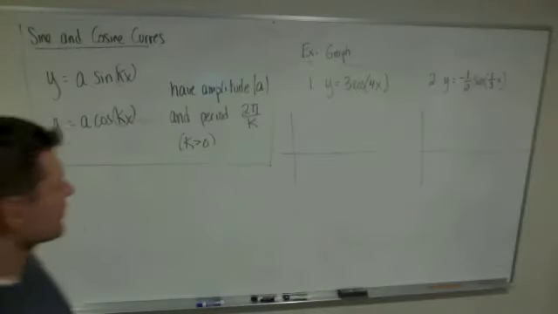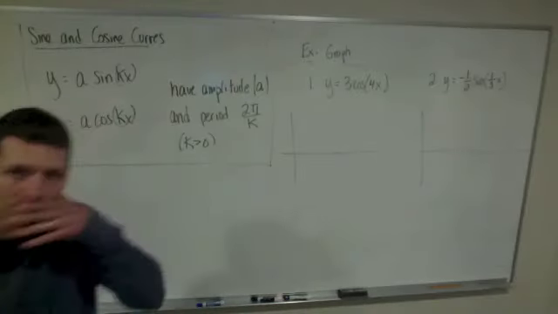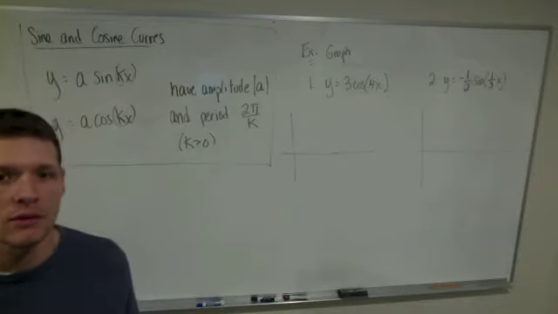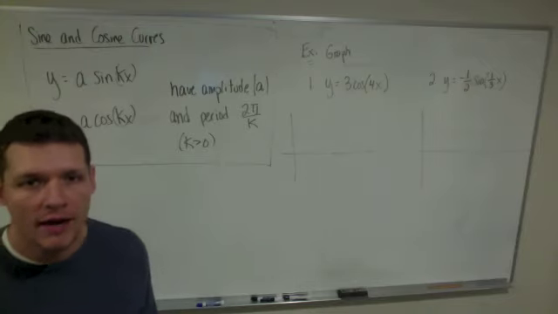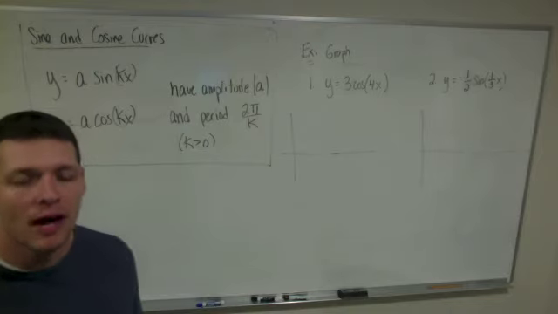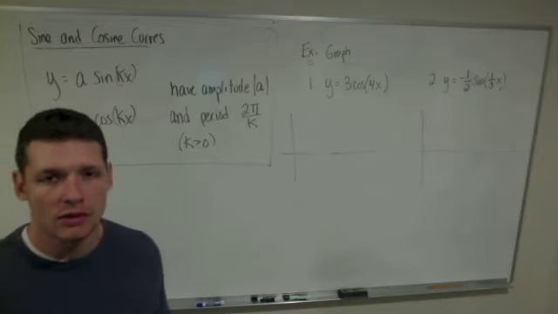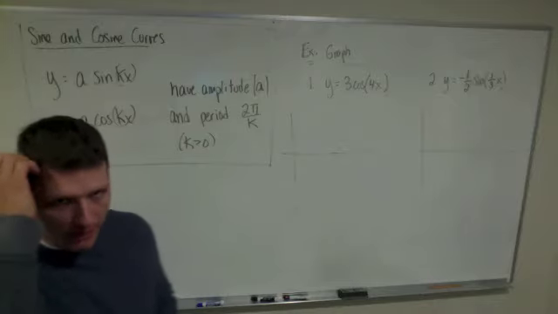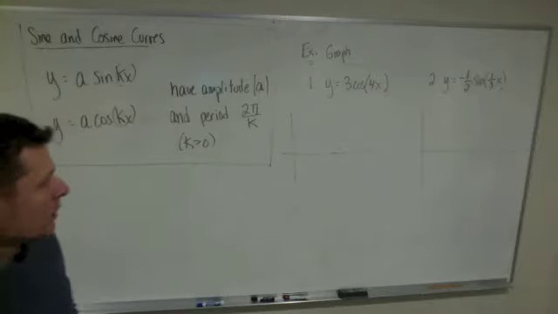Okay, so let's look at this in general. So we have the sine and cosine curves. If we have y equals a sine of kx or y equals a cosine of kx, both of those have amplitude absolute value of a, and they have period 2 pi over k, where k is greater than 0. Okay, let's put it together and make sense out of it. I know that's a lot of mathy stuff, so let's figure out what it means.